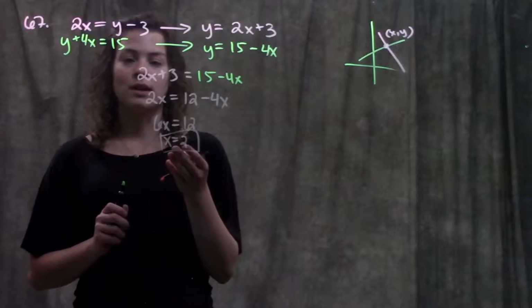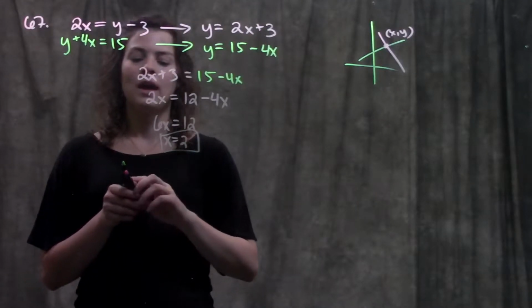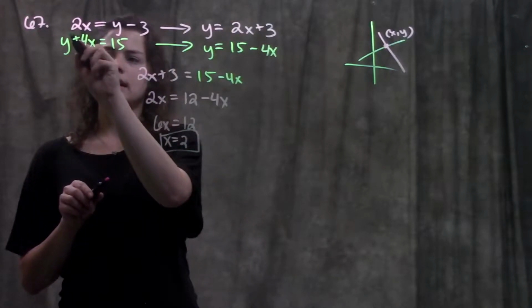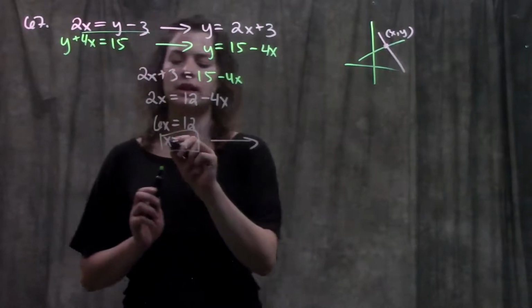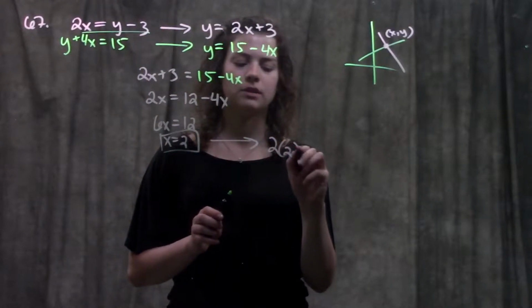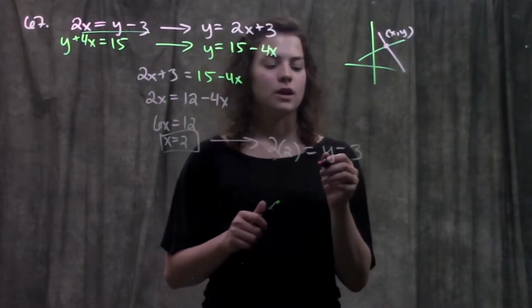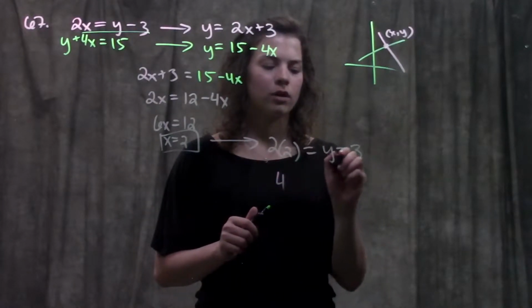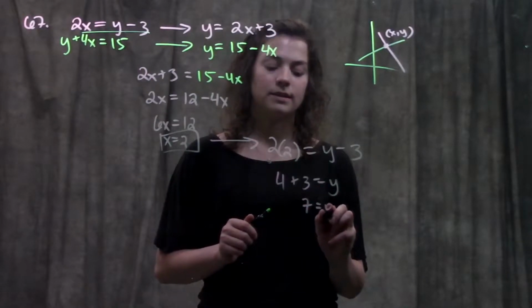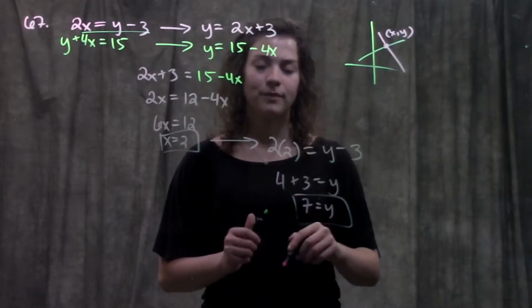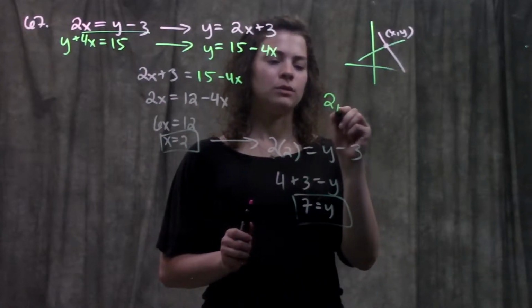To find my y coordinate, I can just plug it into either of these equations and solve for my y value. I'm going to go ahead and plug it in to this equation here. And when I do that, I get 2 times x, which is 2 times 2, is equal to y minus 3. Solving for my y, I get 4, add the 3 over. 4 plus 3 is equal to y, so I get 7 is equal to y. And that's it. So my point of intersection is the point (2, 7).